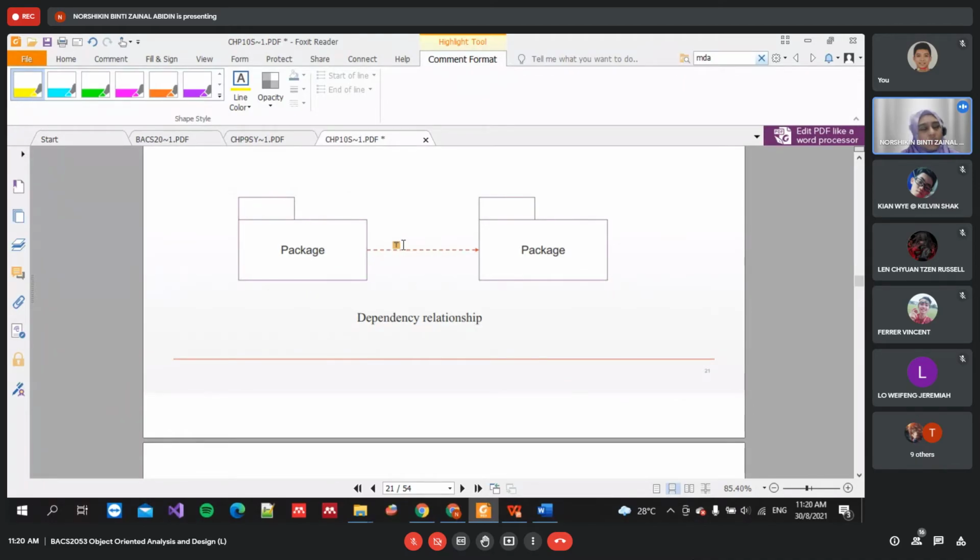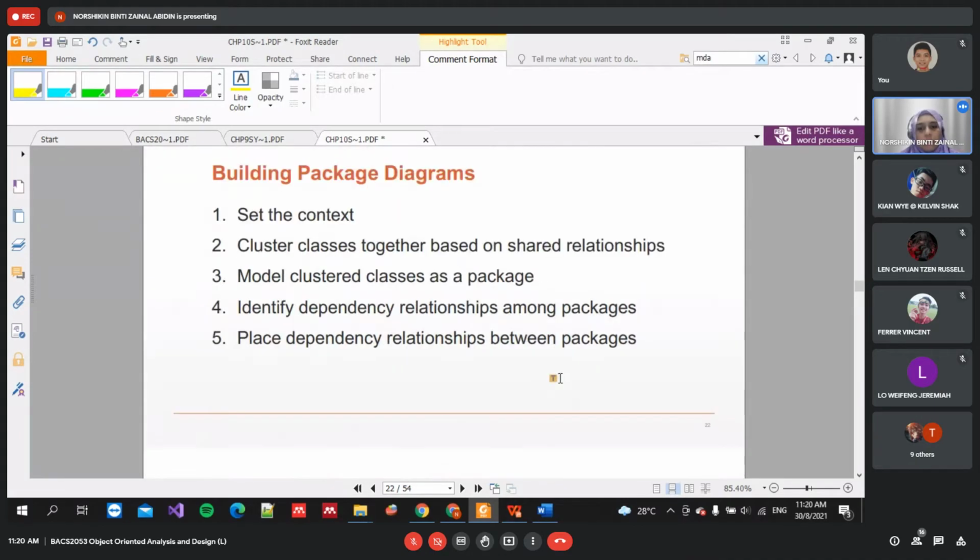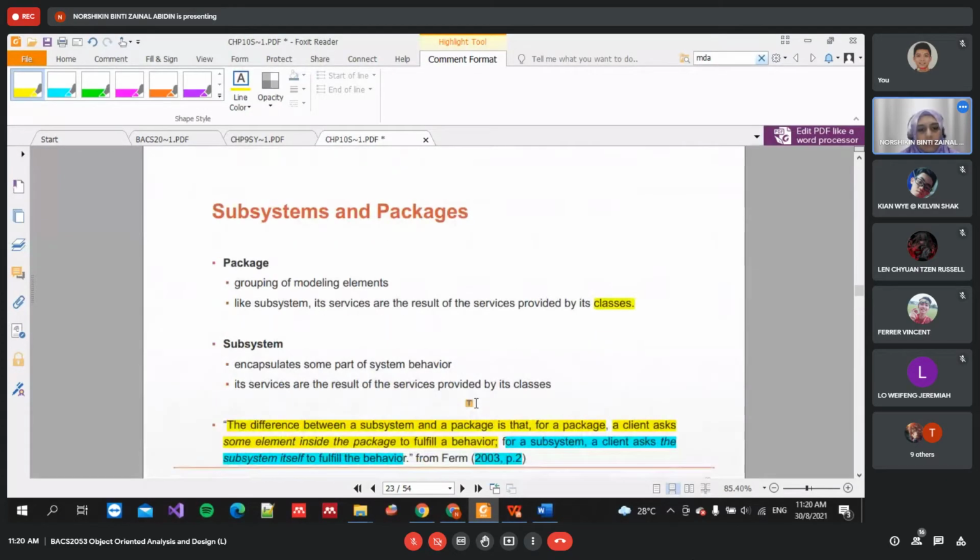Yeah, this arrow actually. So that one is a dependency relationship between the packages. There's package A and package B. Okay.